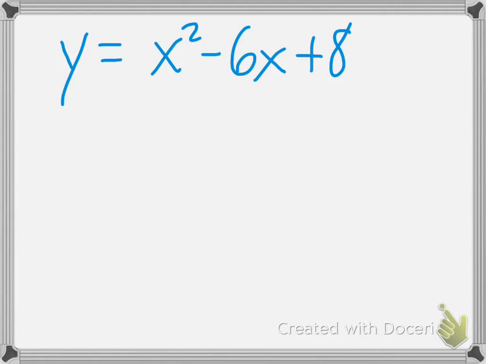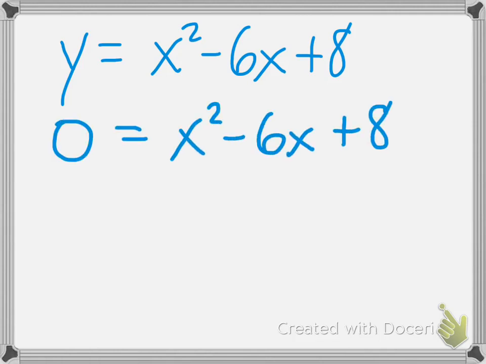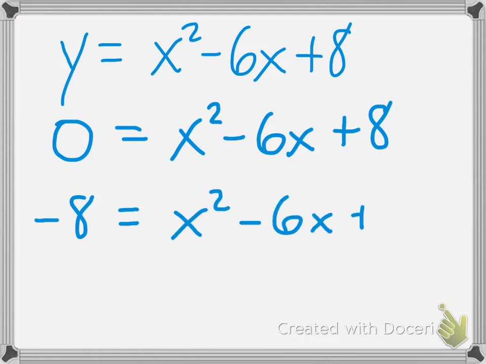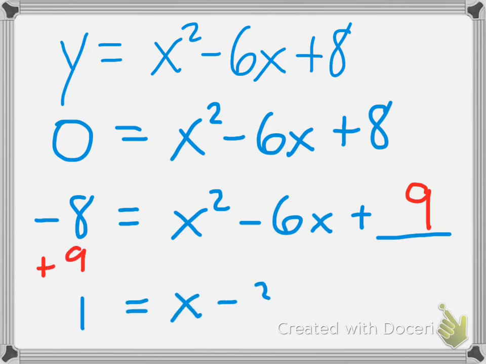Alright, so to complete the square on this, first thing we want to do is replace the y with a 0. Okay, now to continue, we're going to take that 8 and move it to the other side. That'll allow us to complete the square. X squared minus 6x plus blank. And then we're going to fill in the blank here with a 9, right? Half of negative 6 squared is 9. Don't forget, if you add 9 to one side, you got to add it to the other side. So what we end up with is 1 equals x minus 3 squared.